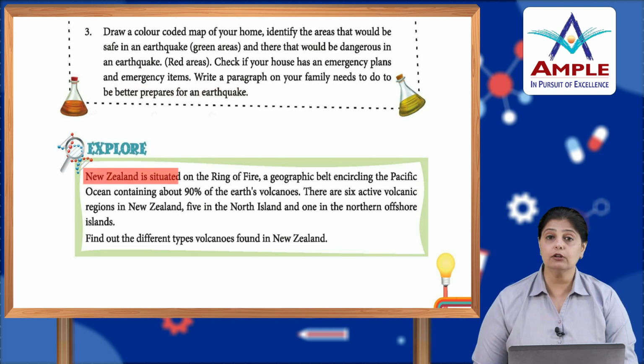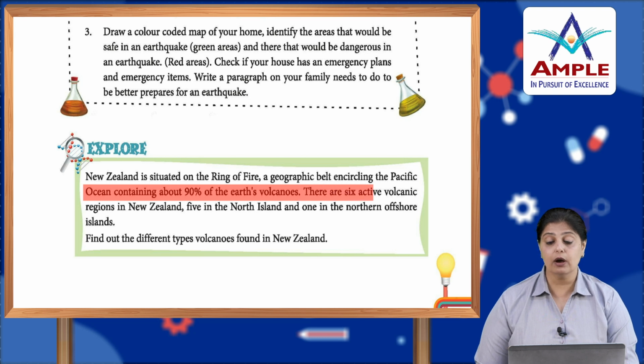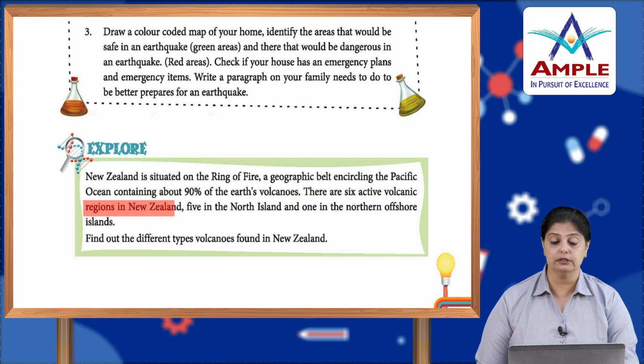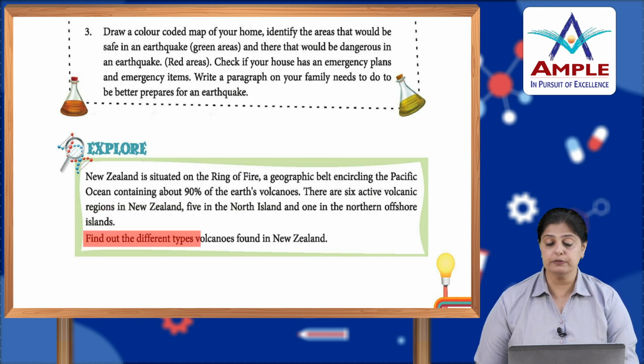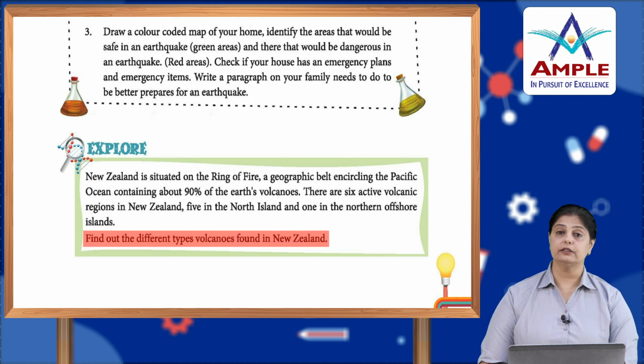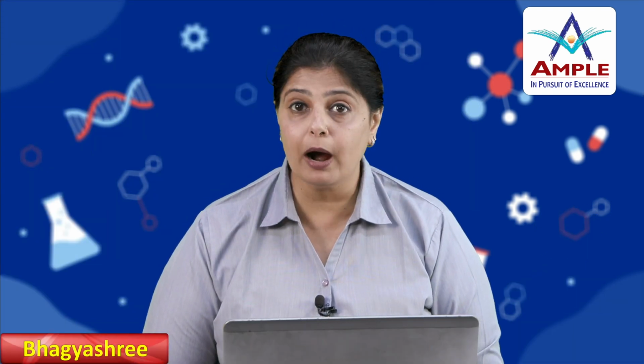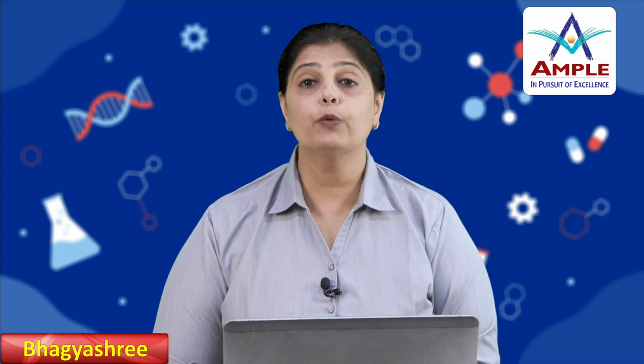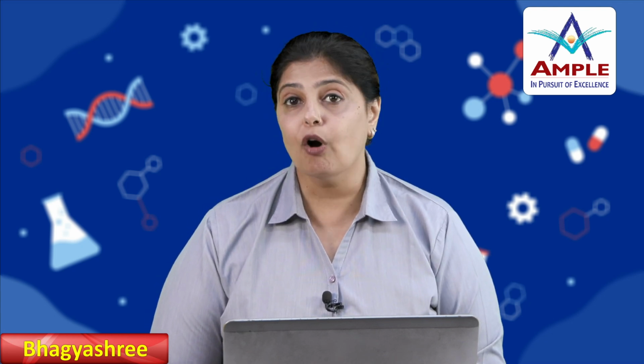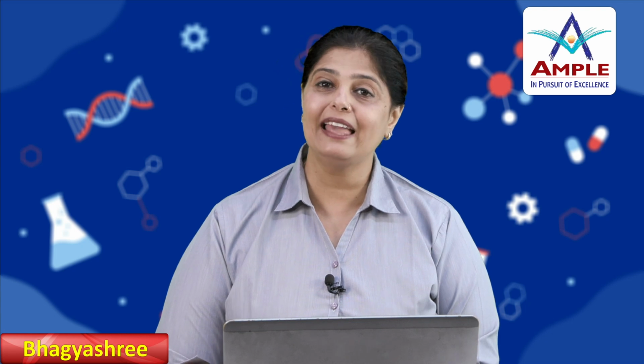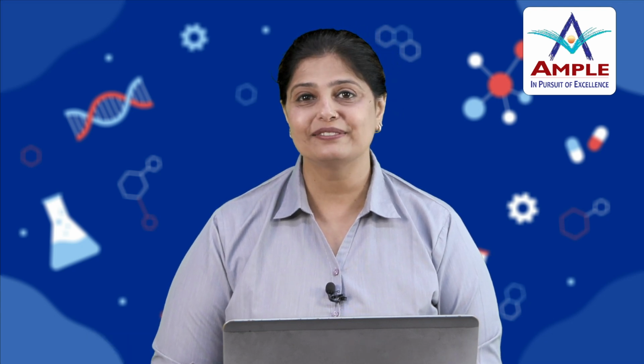Now explore. New Zealand is situated on the Ring of Fire, a geographic belt encircling the Pacific Ocean containing about 90% of the Earth's volcanoes. There are 6 active volcanic regions in New Zealand, 5 in the North Island and 1 in the northern offshore islands. Find out the different types of volcanoes that are found in New Zealand. So, before you explore and find more about the volcanoes in New Zealand, quickly reread the chapter, finish all the exercises and complete the activities as well. So, get going.